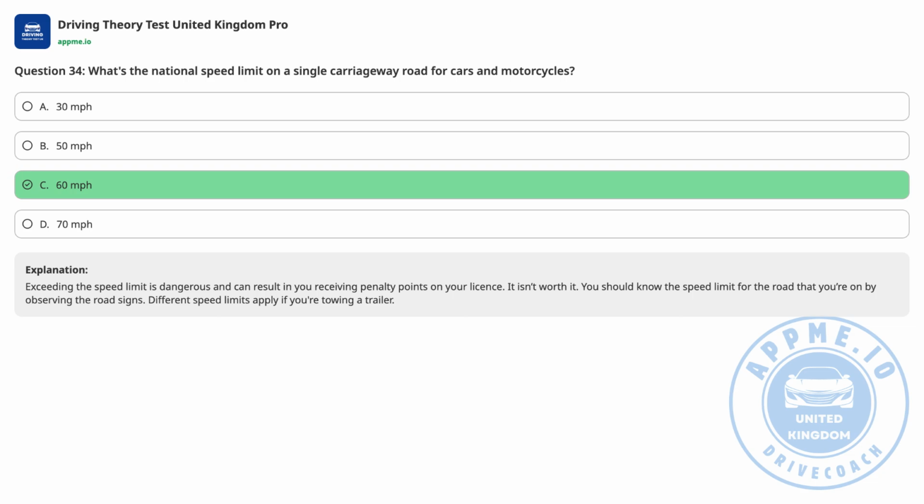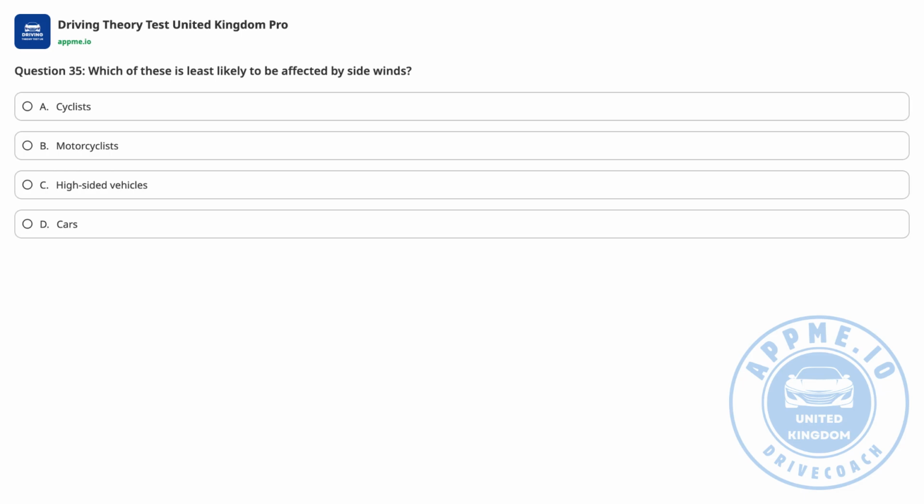The correct answer is C. Question 35. Which of these is least likely to be affected by side winds? A. Cyclists. B. Motorcyclists. C. High-sided vehicles. D. Cars.